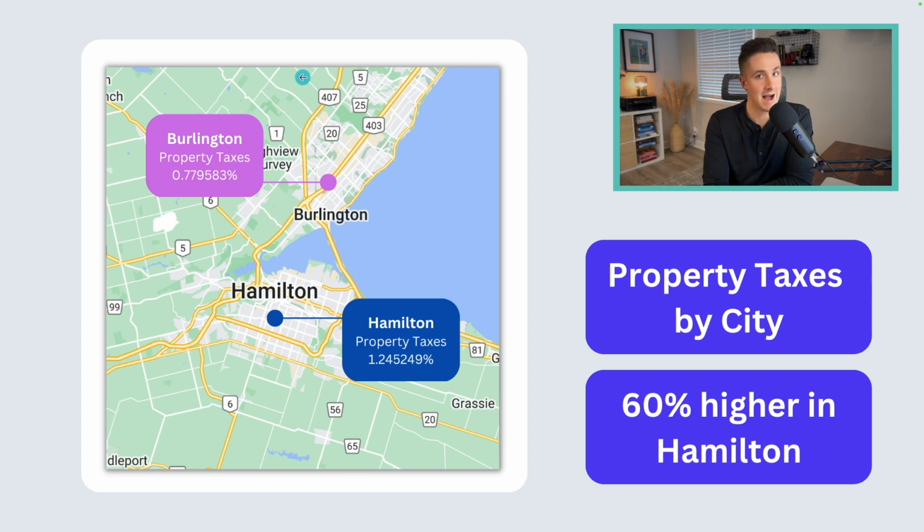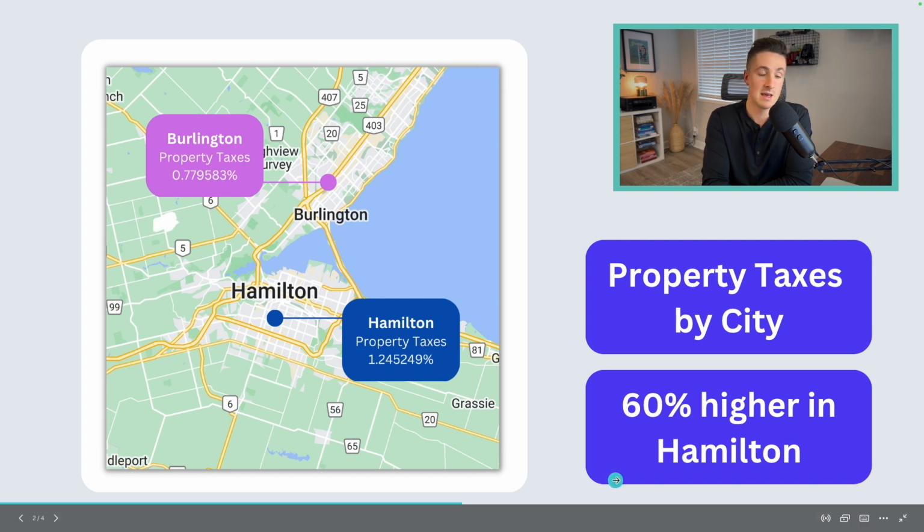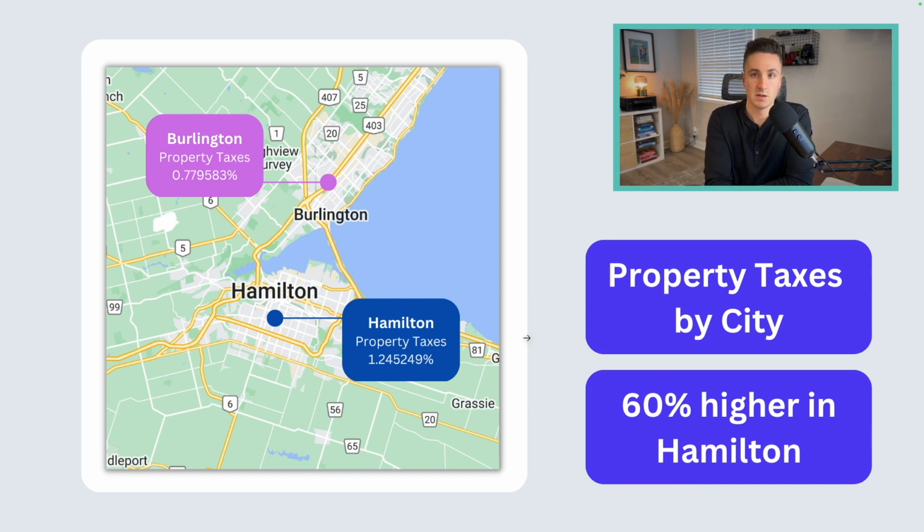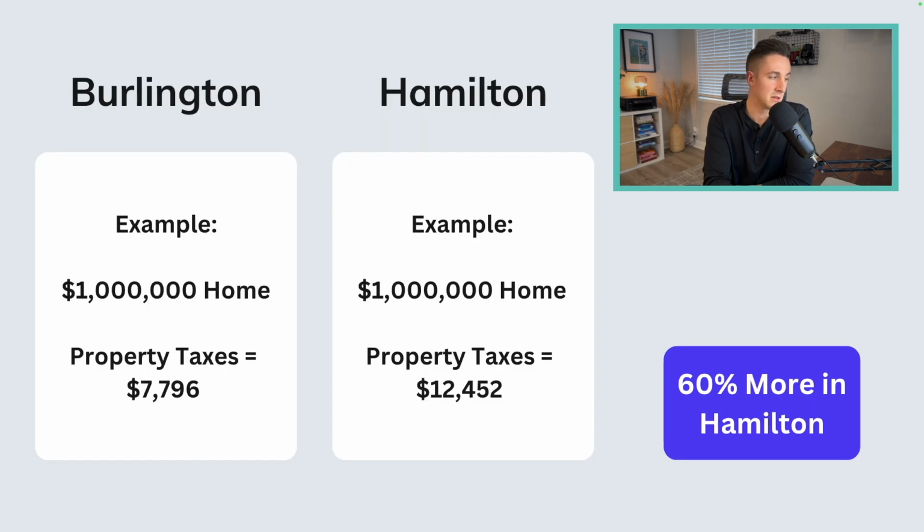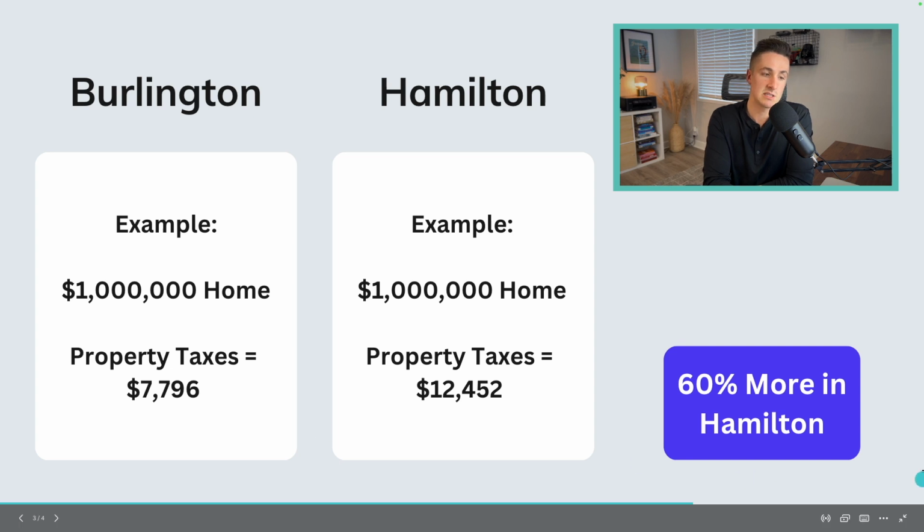So here are the actual tax rates for Hamilton and Burlington. In Burlington, it's a long number here, but the tax rate is 0.779583%. And in Hamilton, you can see it is 1.245249. So the property taxes in Hamilton are actually 60% higher when compared to Burlington. So when we look at these property tax rates on a $1 million home, you're going to see that obviously the property taxes work out to be 60% more in Hamilton because the tax rate is 60% more.